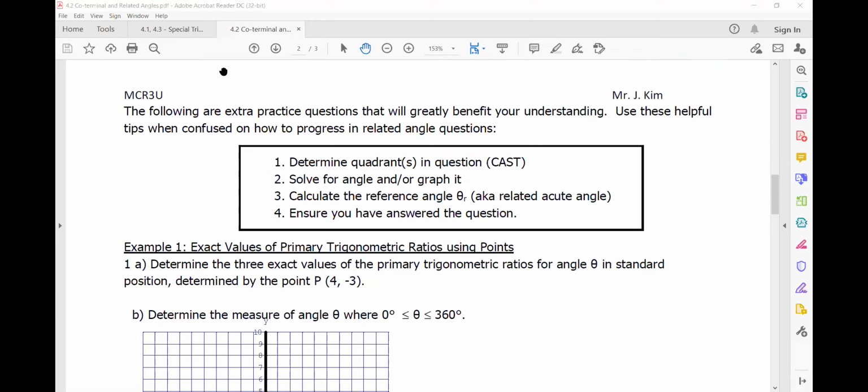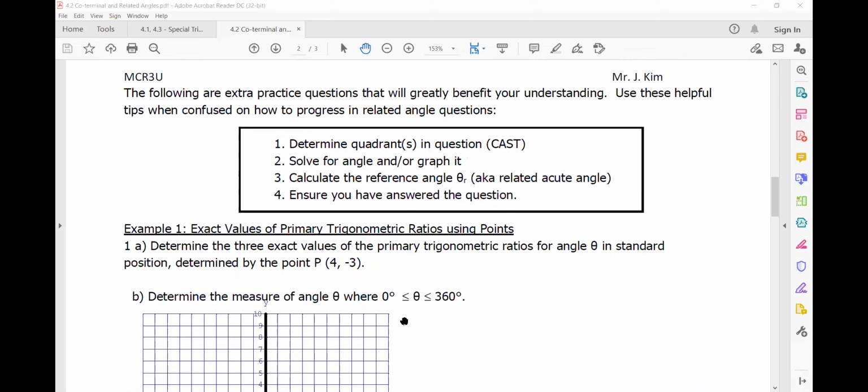Okay, so for the following questions, here are some helpful tips. You want to check which part of the CAST rule is going to be used. In other words, you want to check what quadrant you're dealing with. You're also going to check the related acute angle, or the reference angle, and I'll show you what that is. These two are probably the most important points. You're going to see me doing it every single time. So take a look at this example.